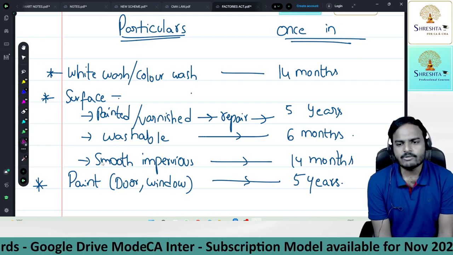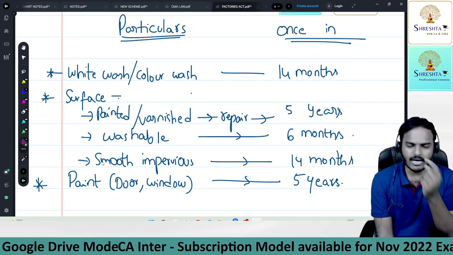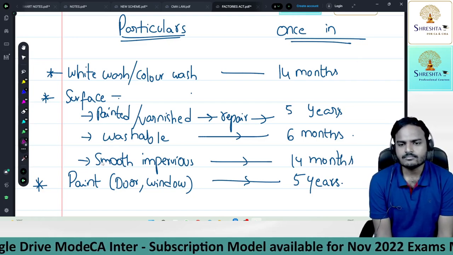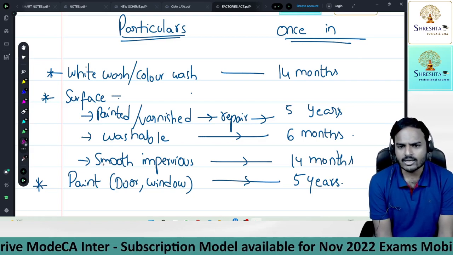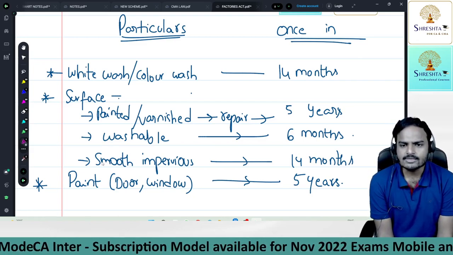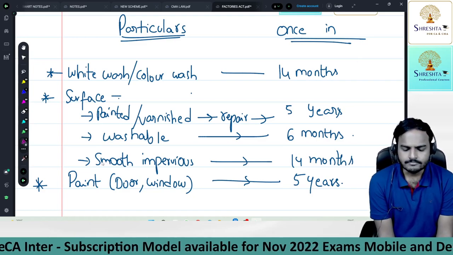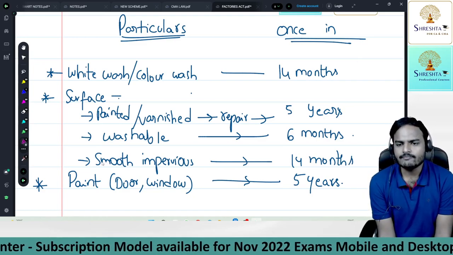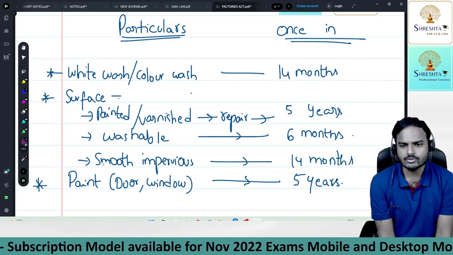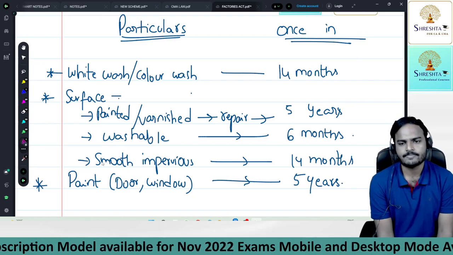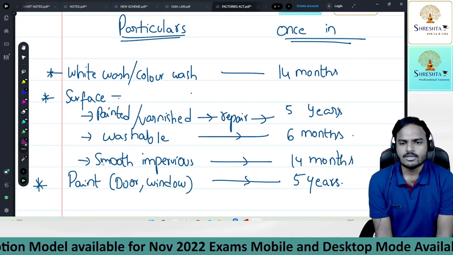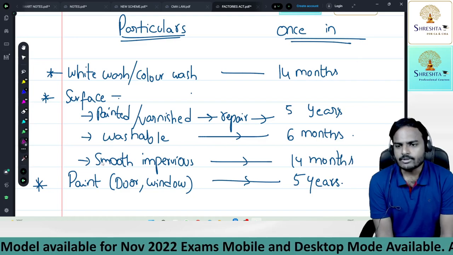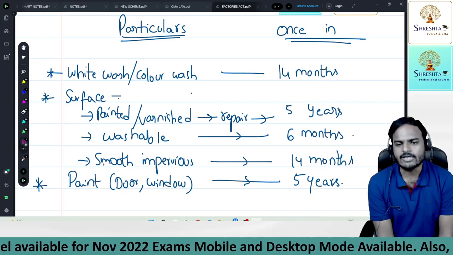Sir, smooth impervious surface, like parking lot or pavements, sidewalk. Employees use this surface for traveling from the entrance of the factory to the manufacturing machinery. So if that surface is smooth impervious, then clean it once in 14 months.